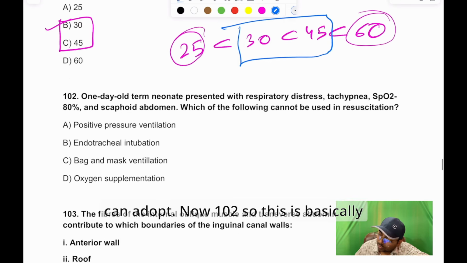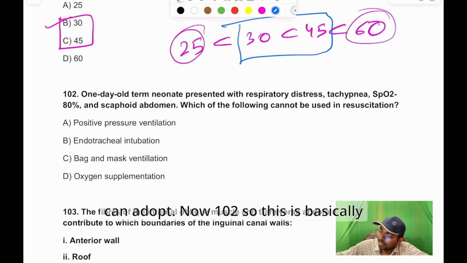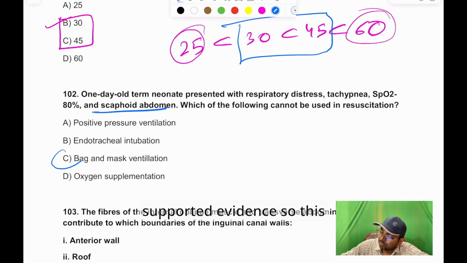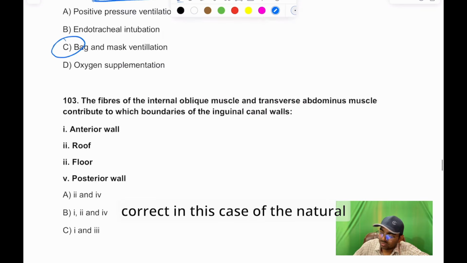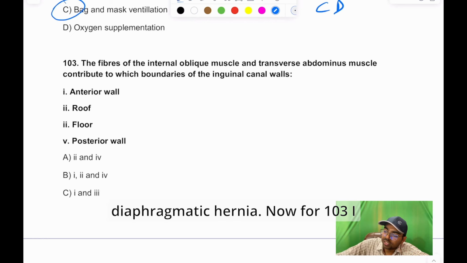Now 1 to 2. So this is basically a scaphoid abdomen. So C would be the correct answer. This is a case of congenital diaphragmatic hernia.